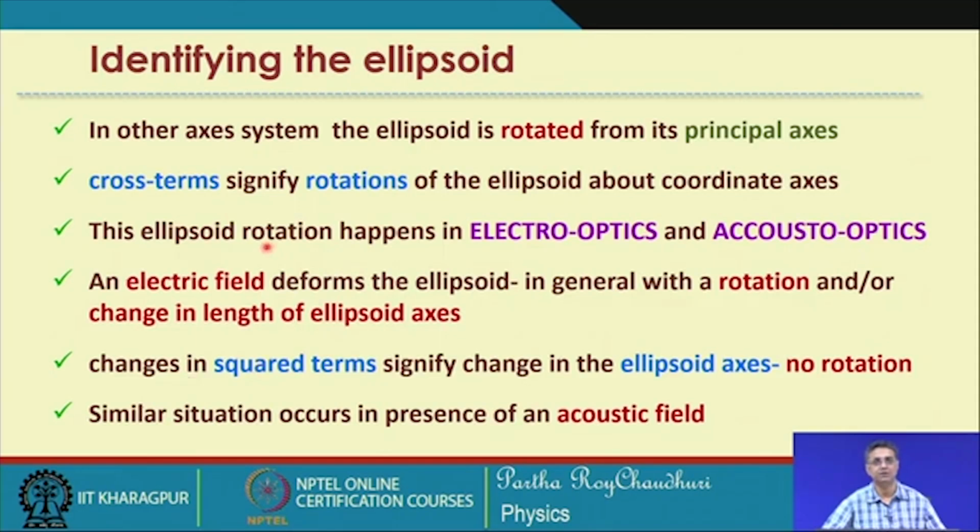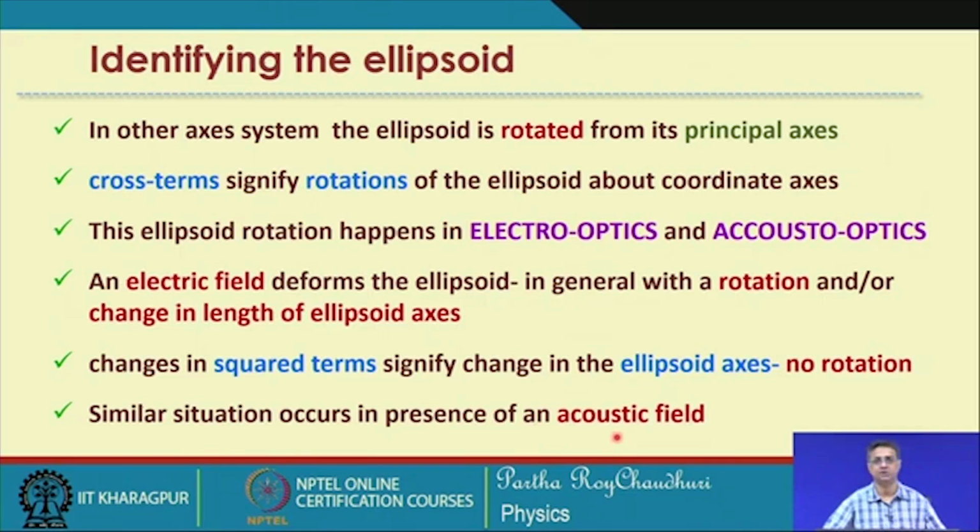Changes in the, and this will be obvious in a situation of isotropic medium in electro-optic system, where there will be only a change in the length of the ellipsoid, the minor and major axis length of the ellipsoid. So, changes in the squared term signify a change in the ellipsoid axis, but in that case there is no rotation. A similar situation may also happen in the case of the presence of an acoustic field.